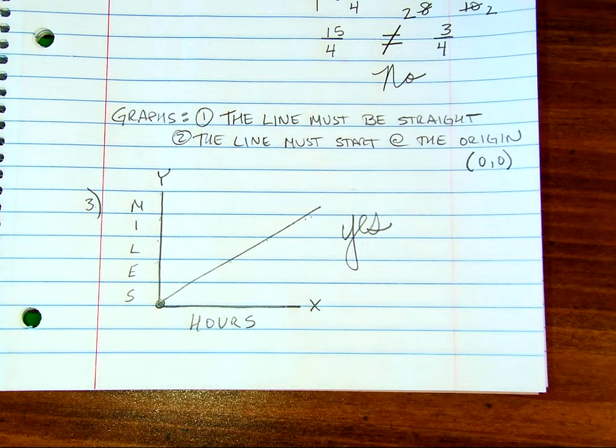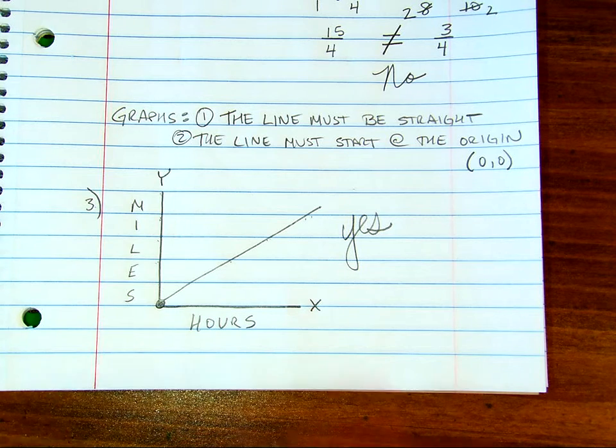It's got to be constant. Have you ever heard that phrase? Constant? Does anybody know what constant means? Doesn't change. Yeah. 7.2727272727, that's constant. Doesn't change.